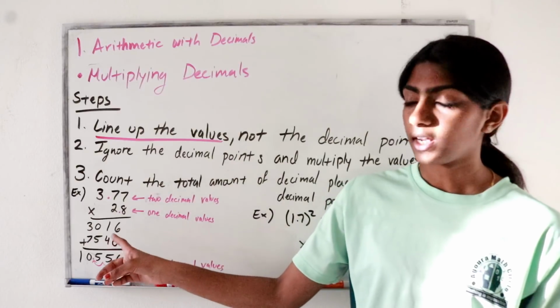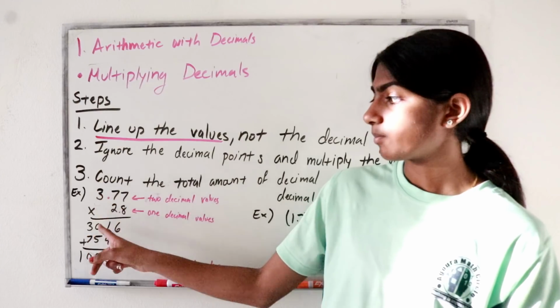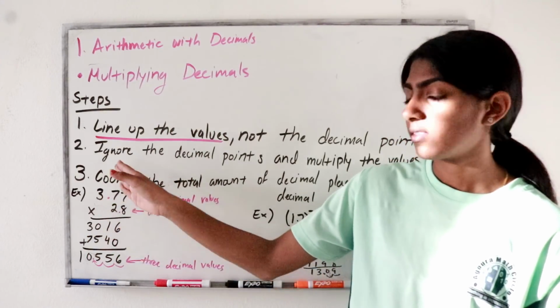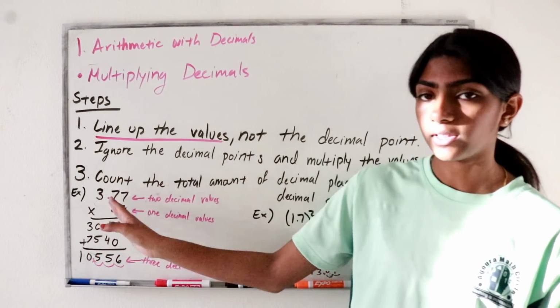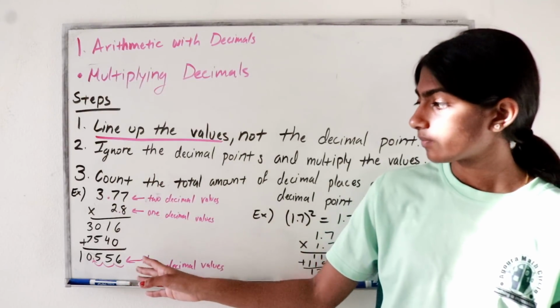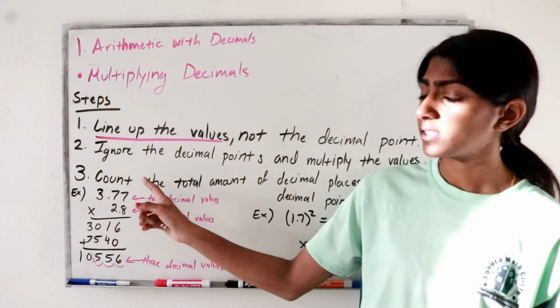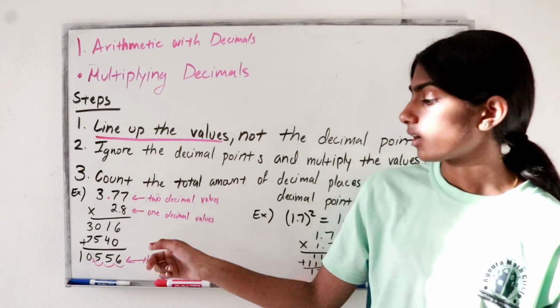So let's look at this example right here: 3.77 times 2.8. The first thing I'm going to do is put it top to bottom, and I want to align the values. I'm not going to align the decimal point, I'm going to align the values. Then I'm just going to multiply like regular numbers and ignore the decimal points. And then finally, I'm going to count the total amount of decimal places and put it in the answer.